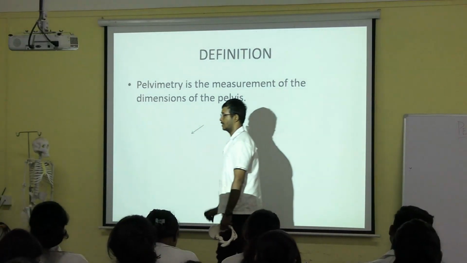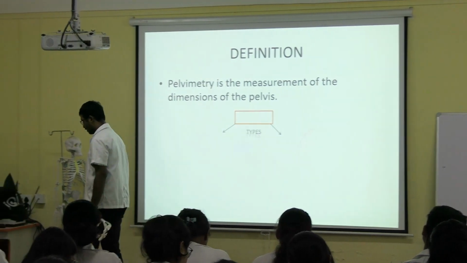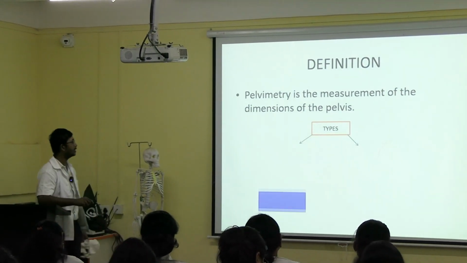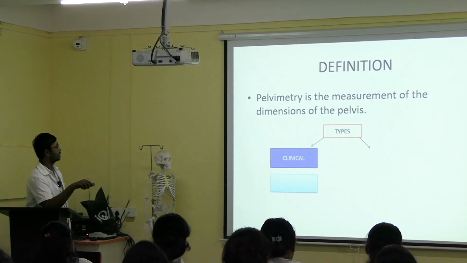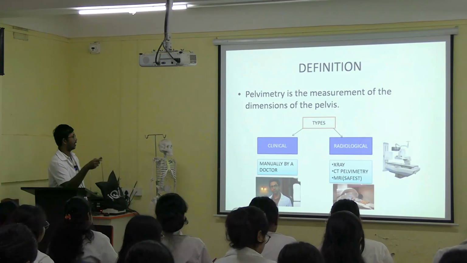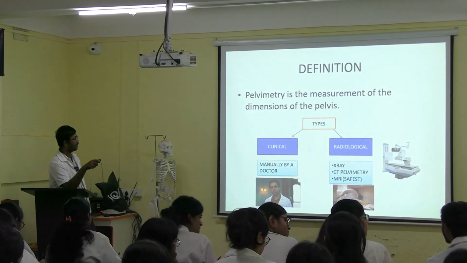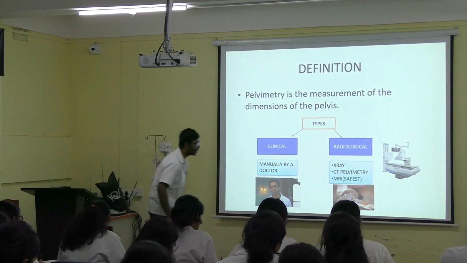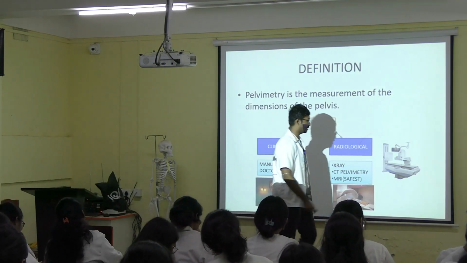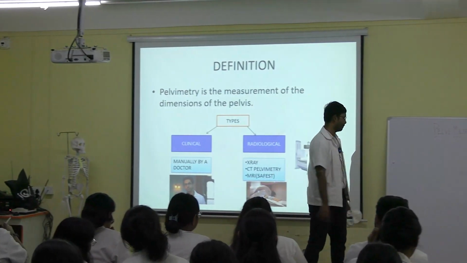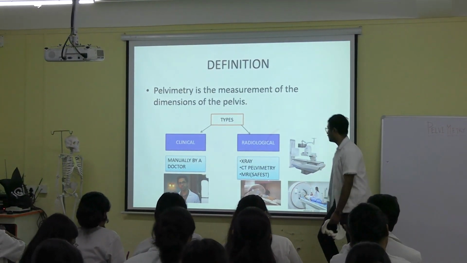and it is of two types. One is clinical pelvimetry, which is carried out by a doctor, and another one is radiological pelvimetry, which is carried out by various radiological modalities such as X-ray, CT scan as well as MRI. Why have I written MRI as the safest machine?